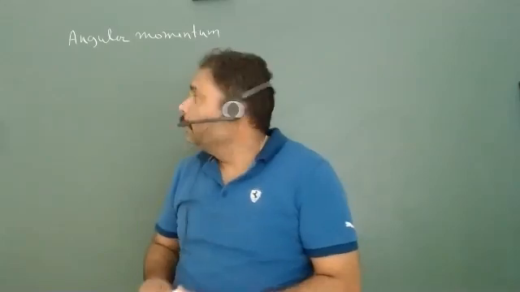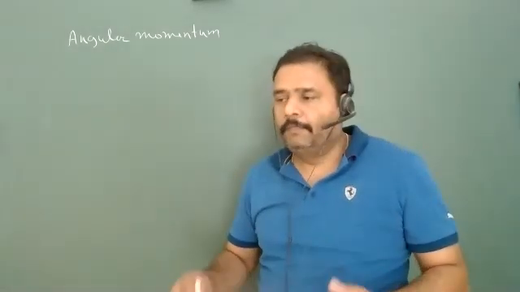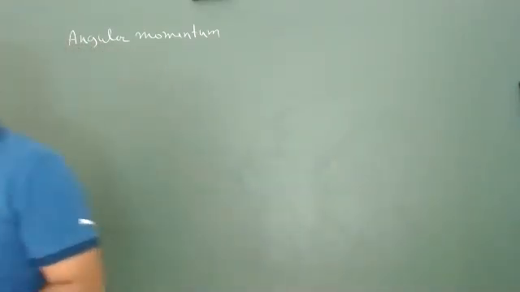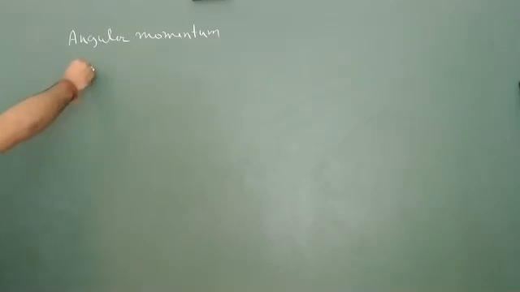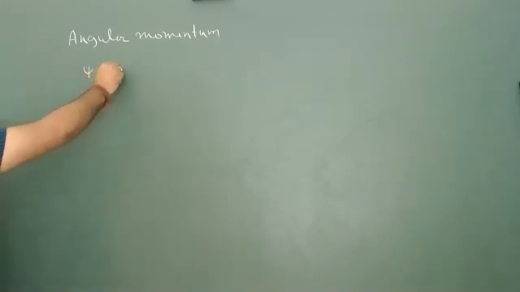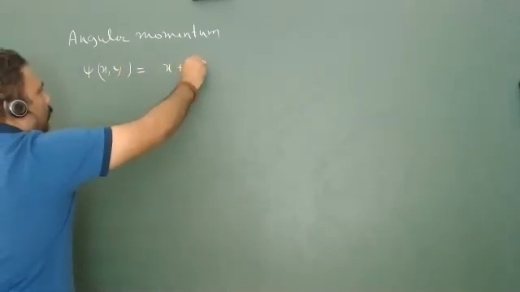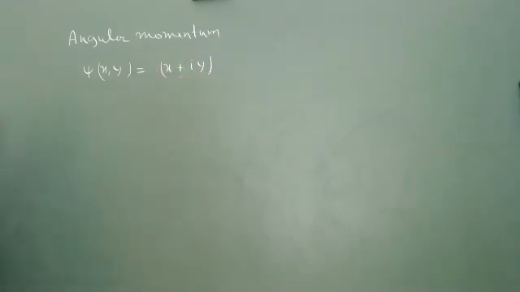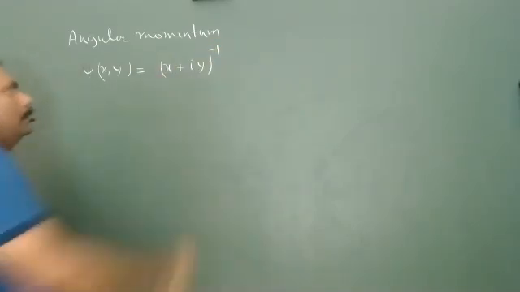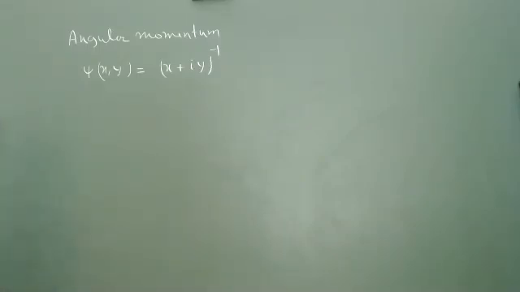Okay, good morning again. So let's go for some more problems based on angular momentum algebra, whatever we have done in the last two classes. It's a very simple problem. Let's go for this. So we have psi of x, y as (x + iy) to the power -1. So don't worry, it's a -1. My question is: if Lz is measured on this psi, what will be the measurement?